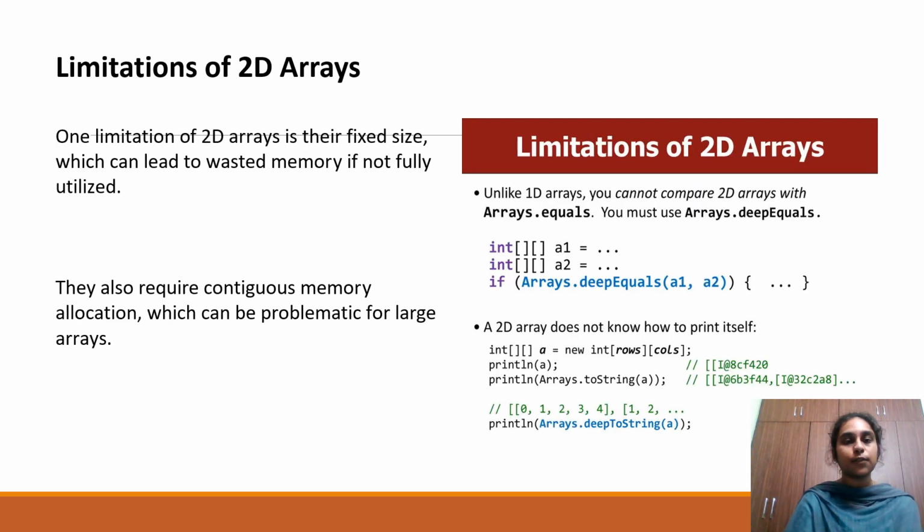One limitation of 2D arrays is their fixed size, which can lead to wasted memory if not fully utilized. They also require contiguous memory allocation, which can be problematic for large arrays.